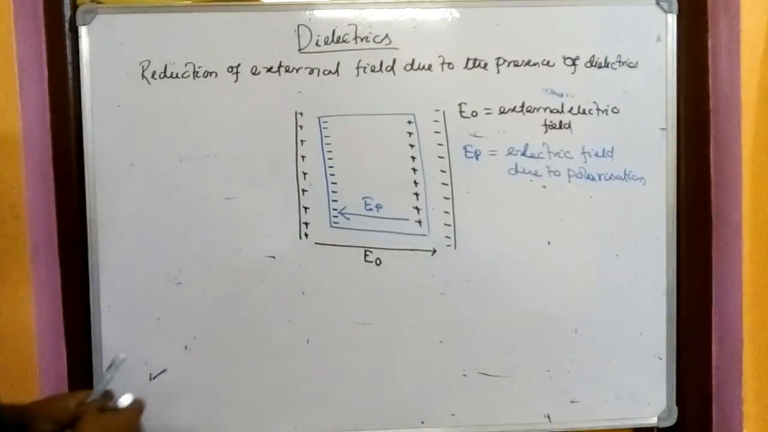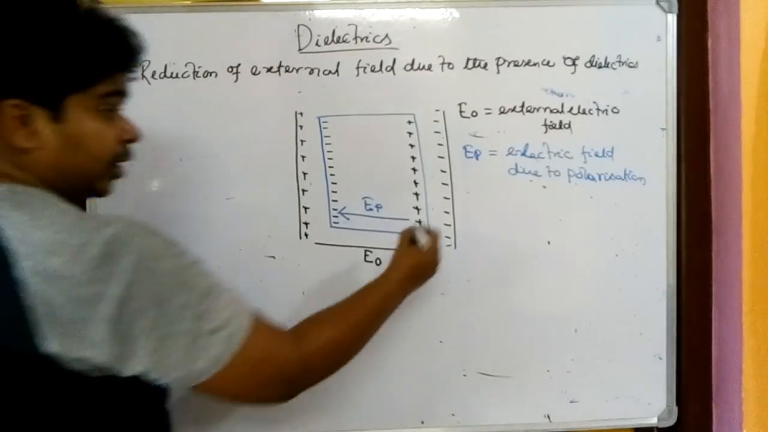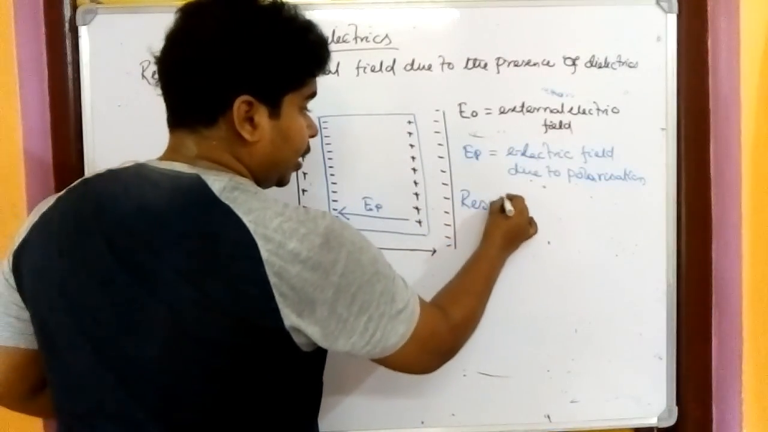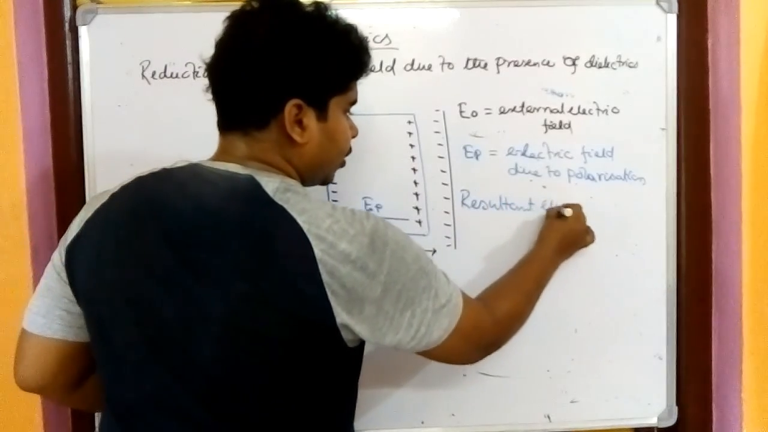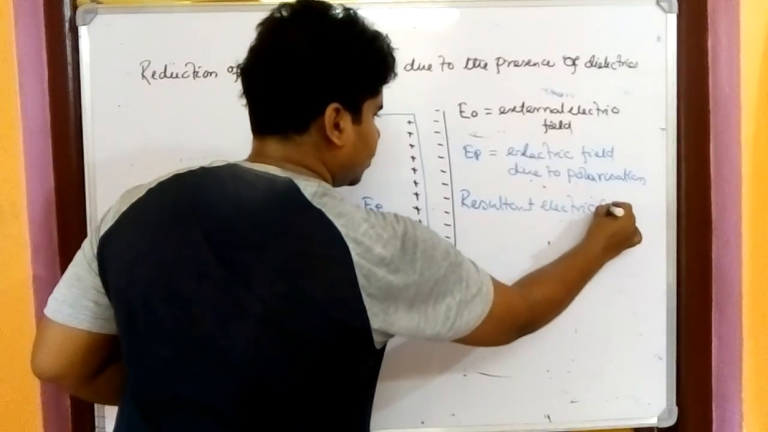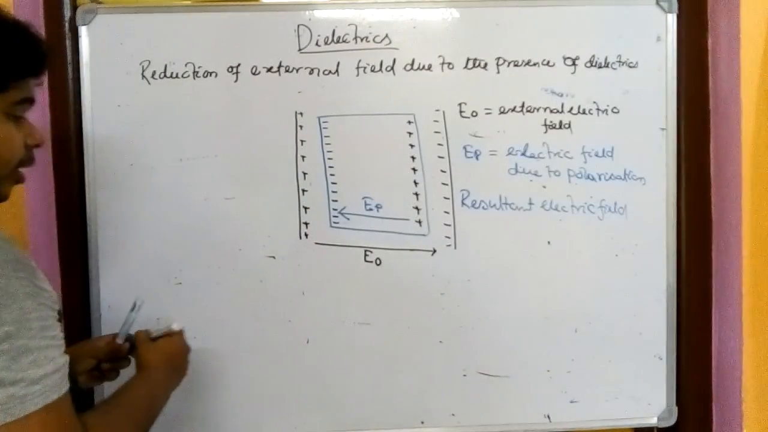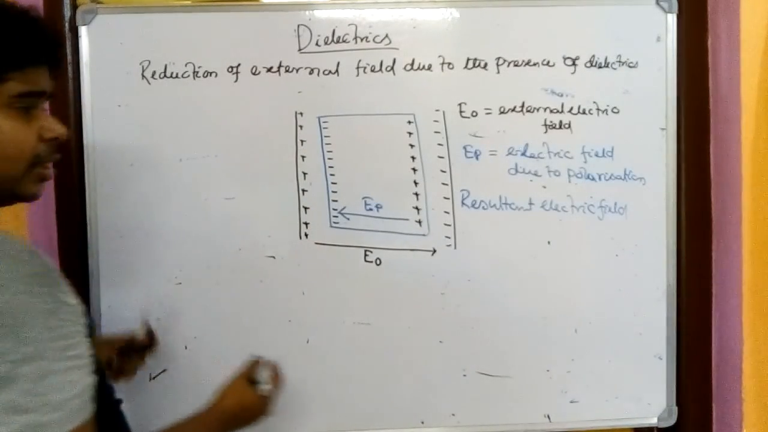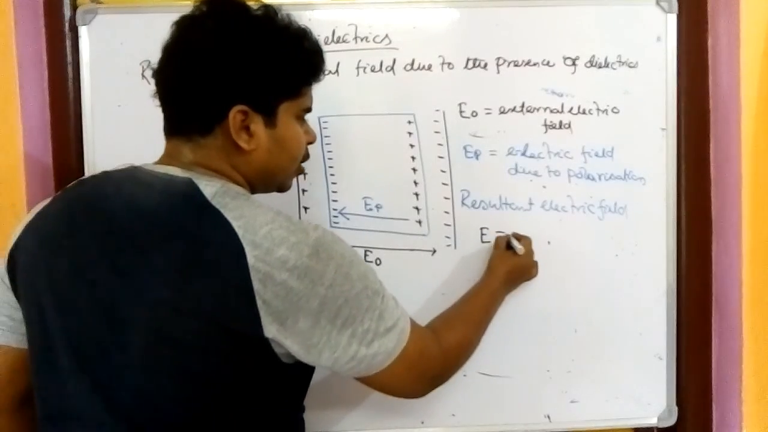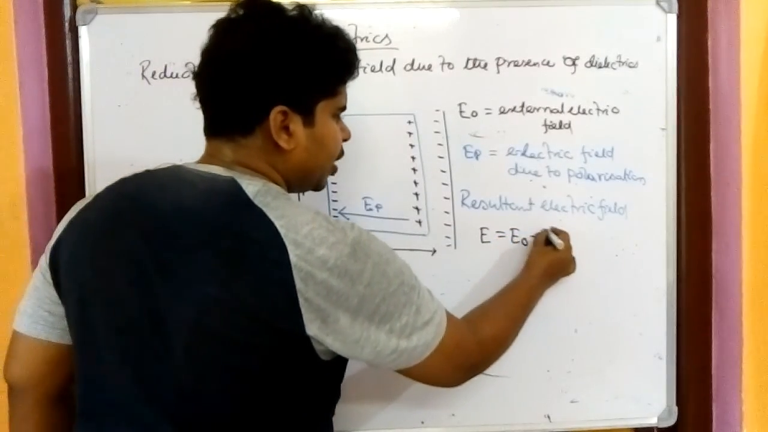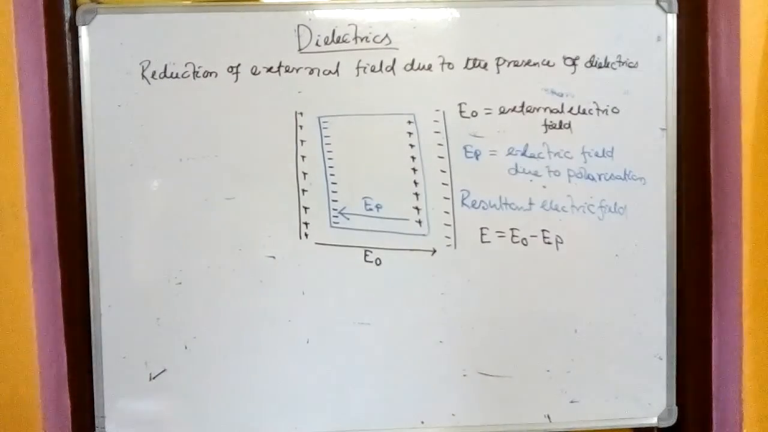Okay, now what will be the resultant electric field then? The resultant electric field will be, it is very clear, E equals E0 minus EP, because you see the direction is different. The direction of these two electric fields, the external electric field and the electric field due to polarization, are exactly opposite to each other, so the resultant field is decreased.